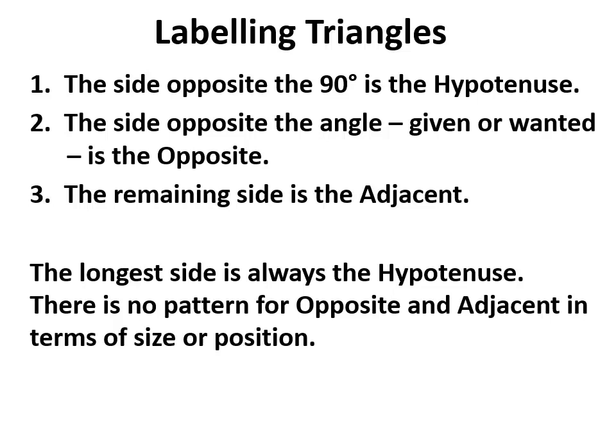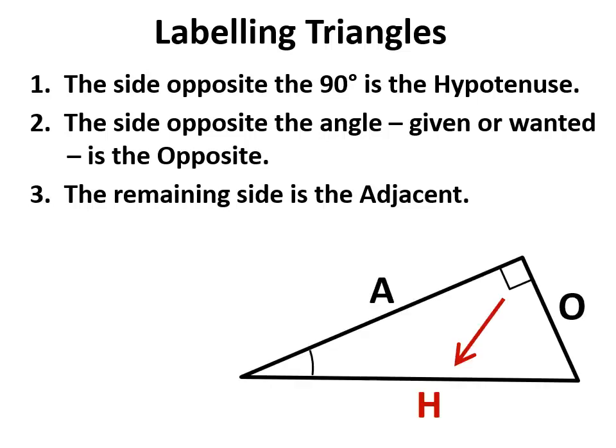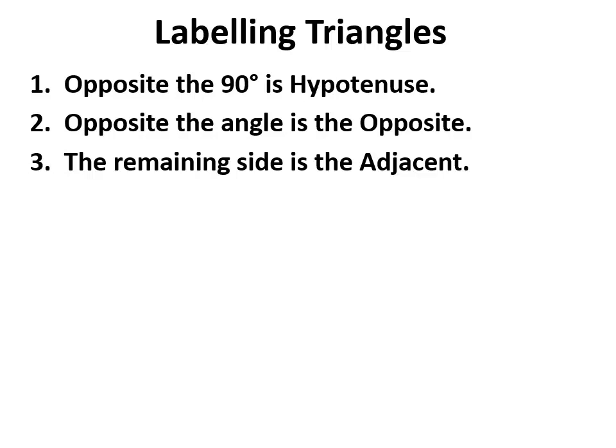Opposite the 90 degrees is the hypotenuse, opposite the angle is the opposite, and the remaining side is the adjacent. The long side is always the hypotenuse, but there's no pattern to the rest of it. So when we look at this one, we see the hypotenuse is the bottom, the opposite is the right, and the adjacent is the top, quite different from the first triangle we looked at. Let's see how it works in practice.